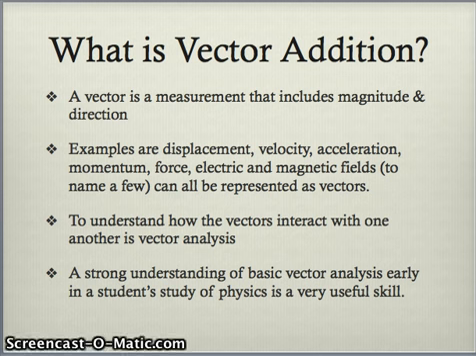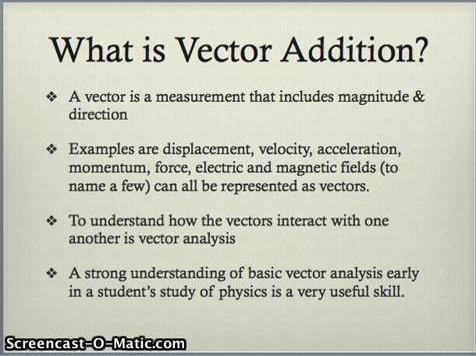So there are some examples of what vectors are. A few might be displacement, velocity, acceleration, momentum, forces, electric and magnetic fields, to name a few, but there are also others. Many of them can be represented as vectors, as long as they include a magnitude and a direction. Now, going back to what magnitude is, a magnitude is the amount of a measurement. So if you have a measurement and a direction, then you have a vector.